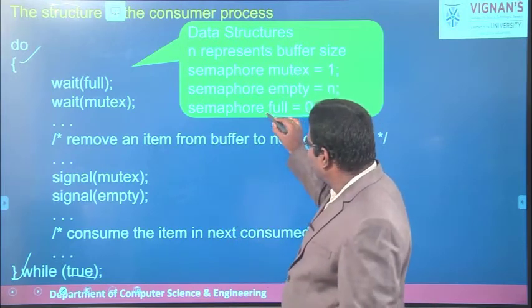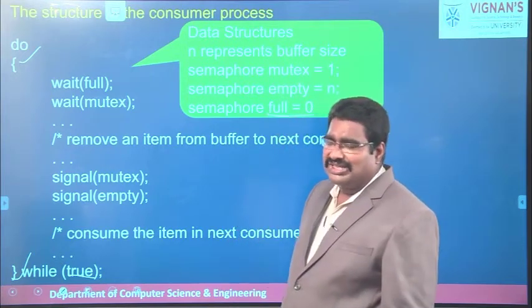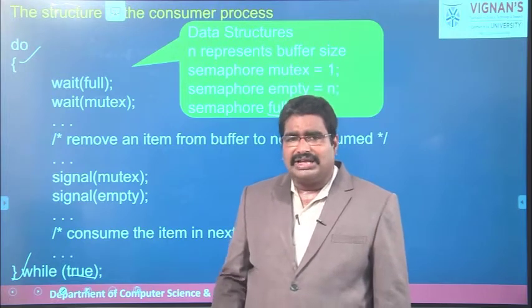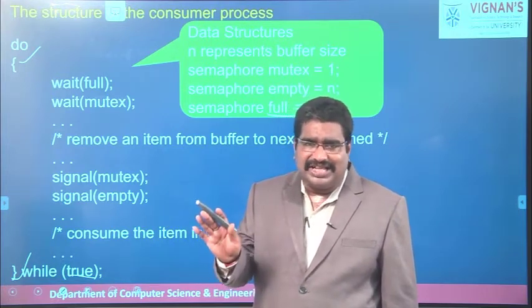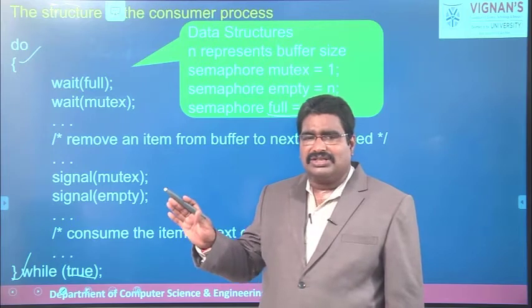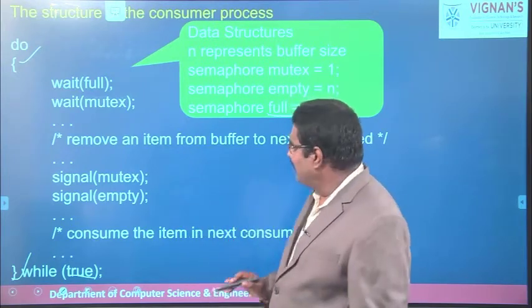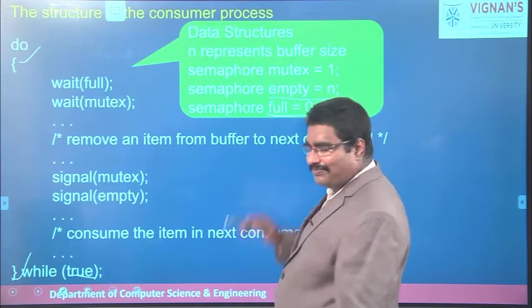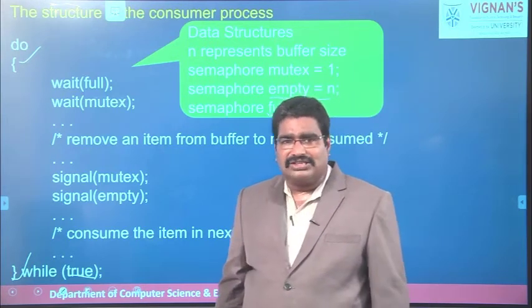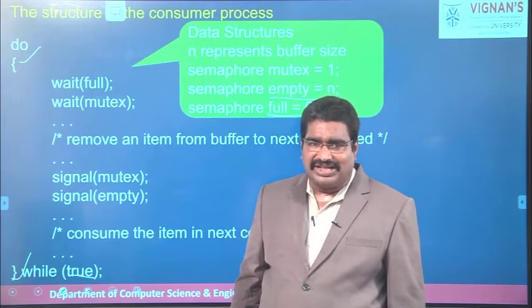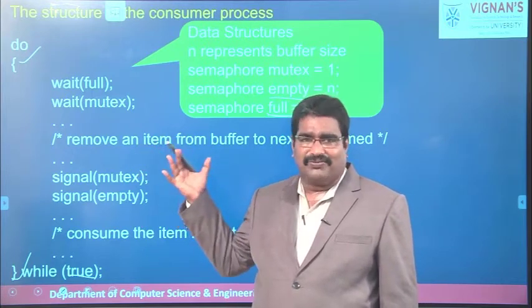So full is one of the counting semaphores. Initially its value is 0. Every time the producer places an item into the buffer, using signal of full, the full value is increased by 1. And similarly, what is another one? Empty. Initially it is also a counting semaphore. Initially its value is n, where n is the maximum buffer size.